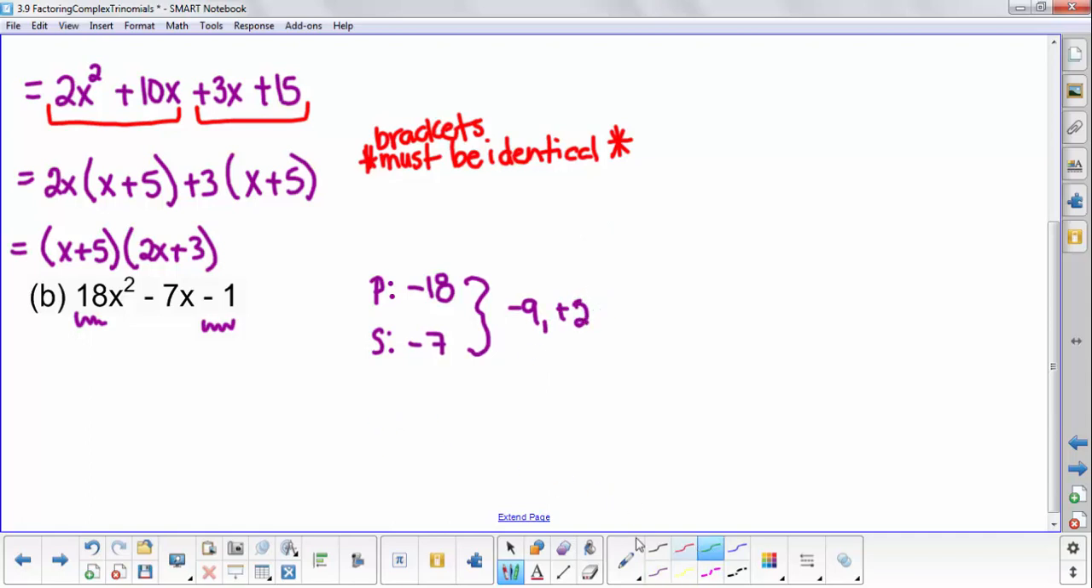And when you are ready, they do not go automatically in those brackets like we've done in the past. We break up the middle term and rewrite the expression as 18x squared minus 9x plus 2x, because that gives us -7x, and then minus 1.